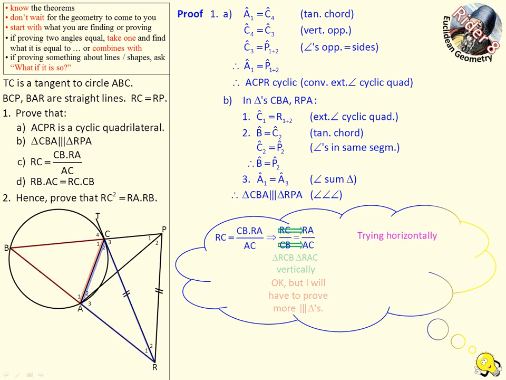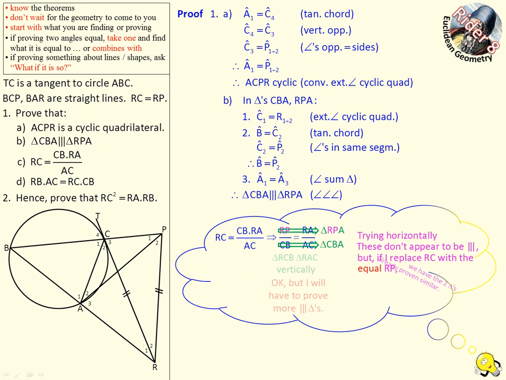So let me have a look the other way. Trying horizontally, RCA, CBA. And those don't look similar at all. I mean, this is an obtuse angle. There's no obtuse angle there. Obviously, it might not be drawn to scale, but even so, I don't think so. But we keep in mind that RP equals RC. And that being the case, there's an RC. So what I'm going to do is replace RC with the equal RP.